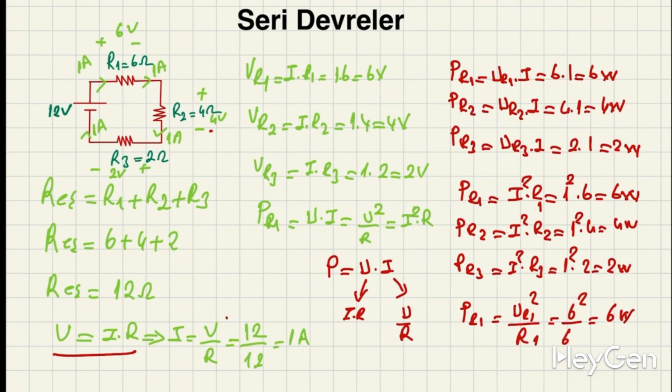But what is the thing we need to pay attention to here? In the formula we wrote, for example, we did the square of VR1 divided by R1. When we say VR1 here, this is not the voltage of the main power source. As long as we pay attention to this, we find the correct values in their powers, friends.